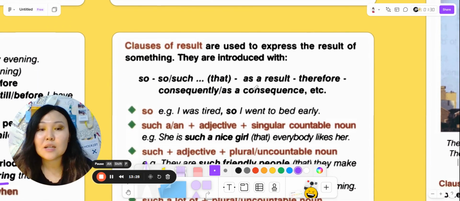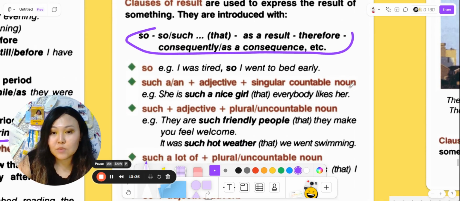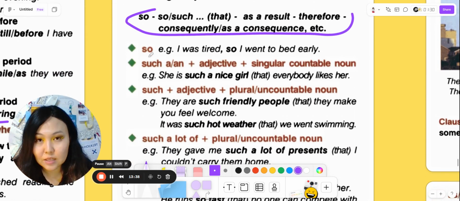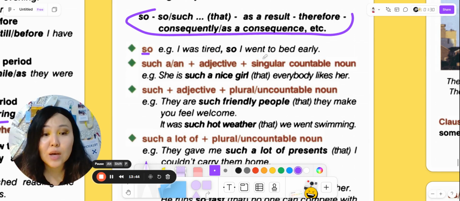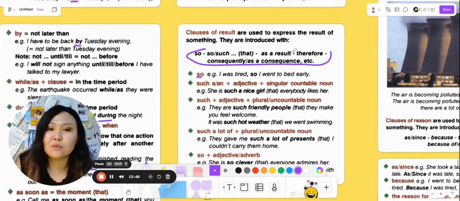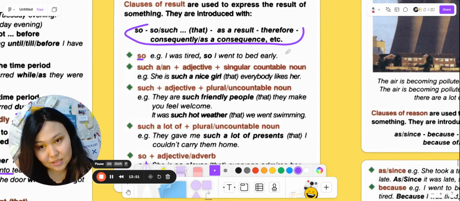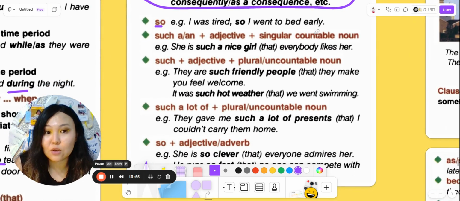So clauses of result are used to express the result of something, and they are introduced with these words I have read before, and we are going to look at the examples. So the first one is so. I was tired, so I went to bed early. And we are showing the result. I was tired, and as a result, I went to bed early. So I went to bed early.